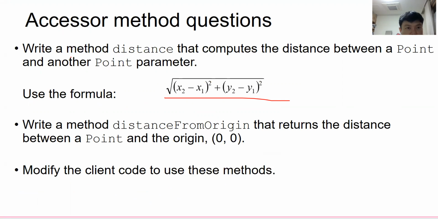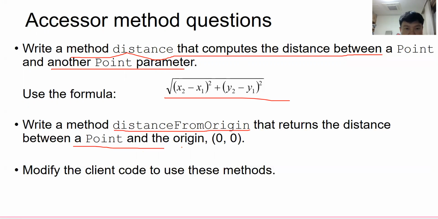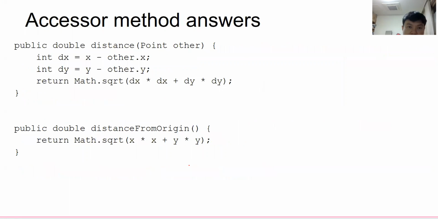So write a method distance that computes the distance between a point and another point. And don't forget to check another problem, which is about writing a method distanceFromOrigin. It will return the distance between a point and the origin 0,0. So modify the client code so you can use this method. Oh, I already gave you this code.